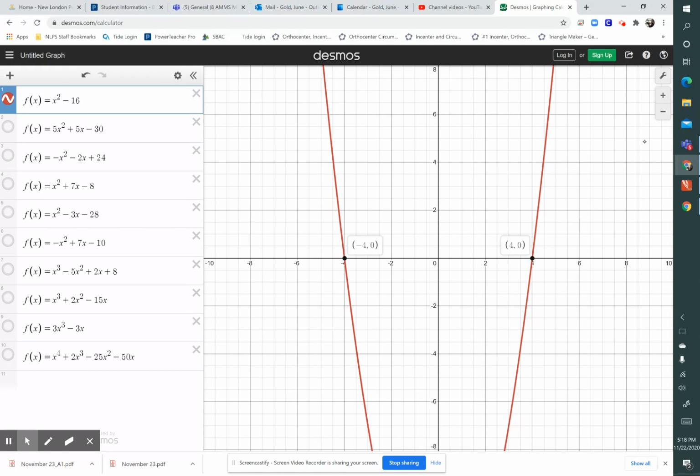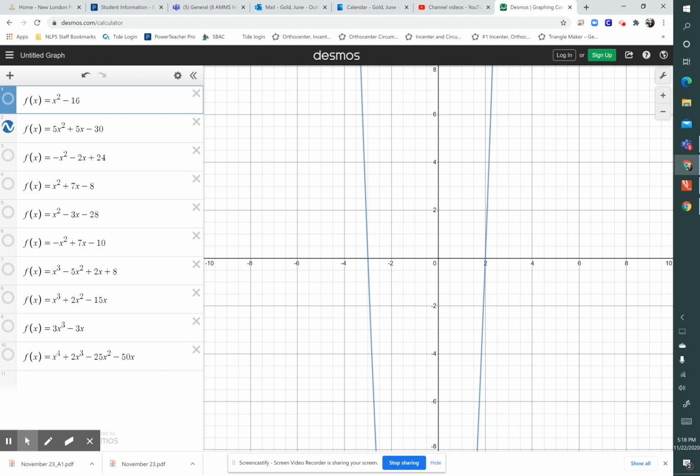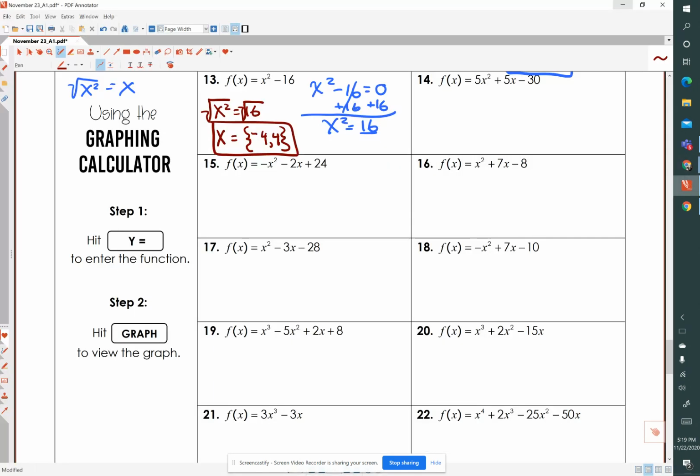I'm going to turn off the first one, and I'm going to turn on number 14, 5x squared plus 5x minus 30, and let's find the zeros. So here we have one at -3, and we have 1 at 2. So we can go back. x equals -3 and 2. That's it, just looking for the x values of the equation.